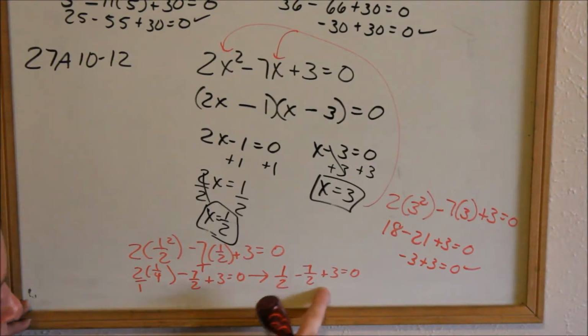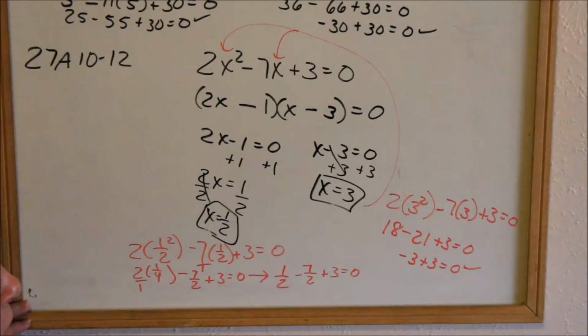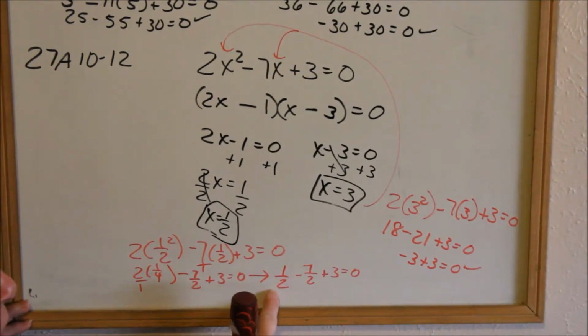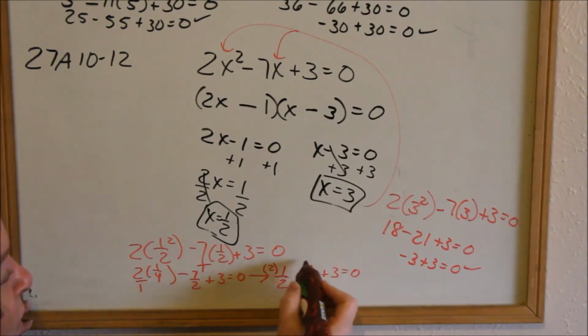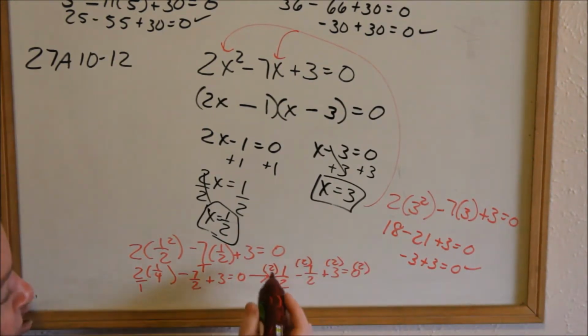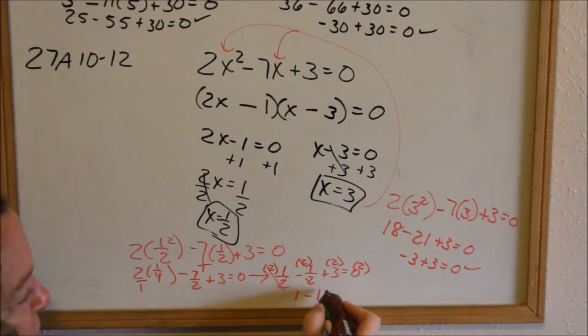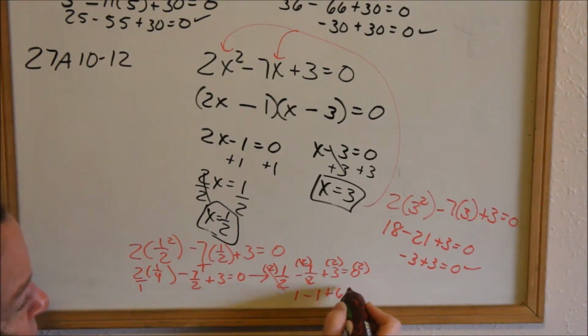You can either work with your fractions or you can get rid of your fractions like we have done in other lessons. If you get rid of your fractions, you can multiply everything by a 2. It has to be everything, every term by a 2. Then you see that cancels and you have 1. Those cancel and you have minus 1 plus 6 equals 0.